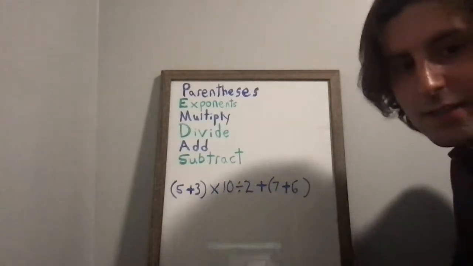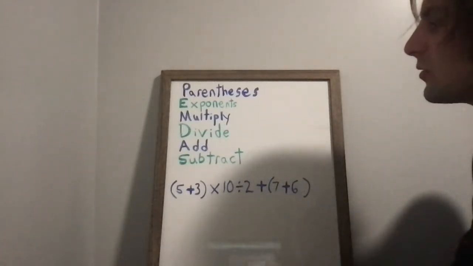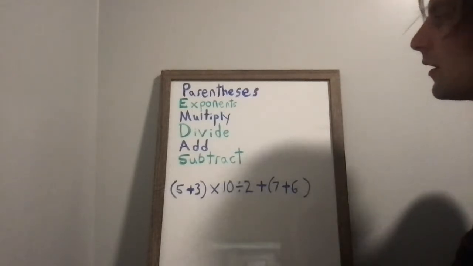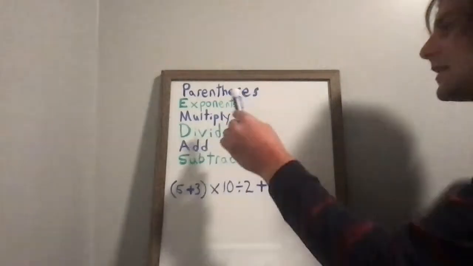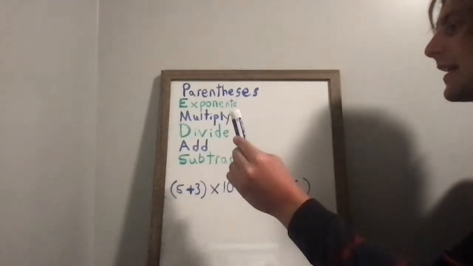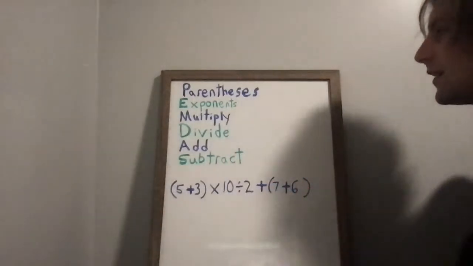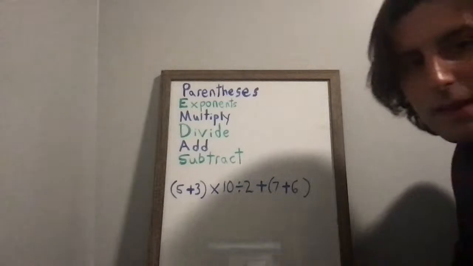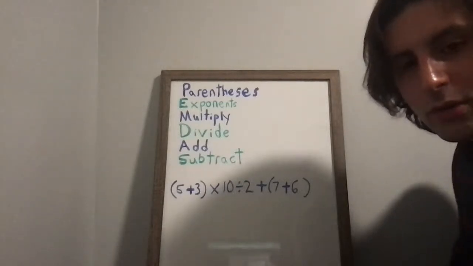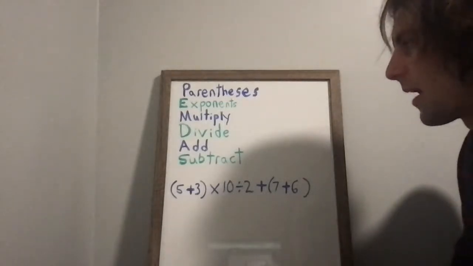So PEMDAS is an abbreviation, and I have that abbreviation written out here on the whiteboard. PEMDAS stands for parentheses, exponents, multiply, divide, add, subtract. Basically, it tells you what order to do the steps for the multi-step problem in.